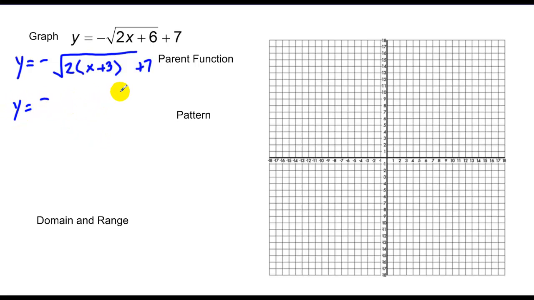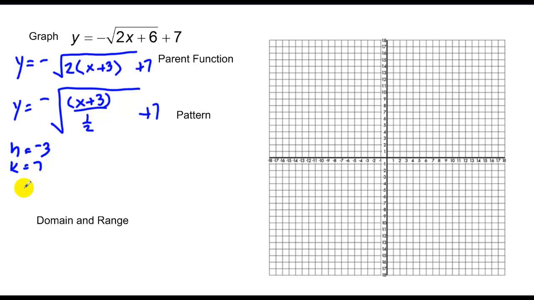So I have negative x plus 3 over a half plus 7. Got h value of negative 3, k value 7, a value negative 1, b value of a half. So I've got a lot to do with the pattern this time.